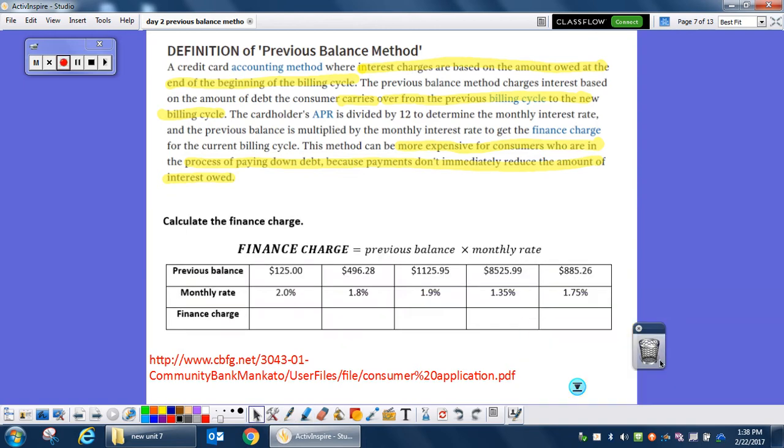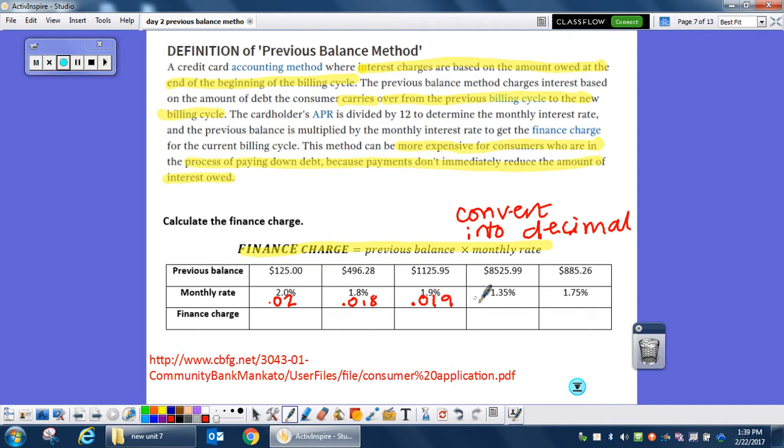So the first thing you have to be able to do is calculate a finance charge. So your finance charge, if you want to highlight it, is the previous balance times the monthly rate. And you're going to have to convert your monthly rate into a decimal. Okay? So this 0.2 would be 0.02. This 1.8 would be 0.018 because you go two decimals to the left.